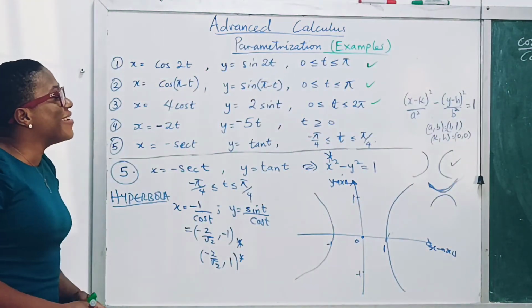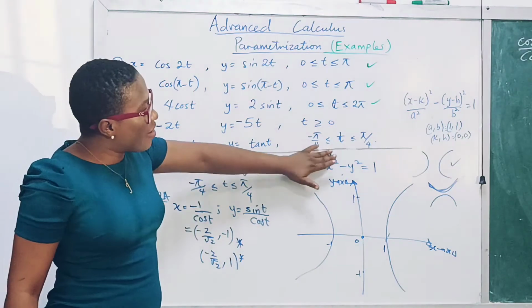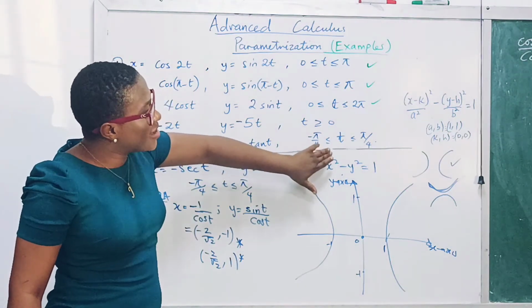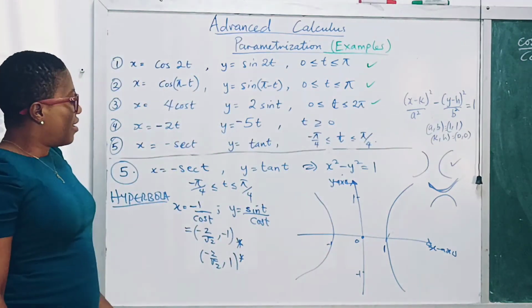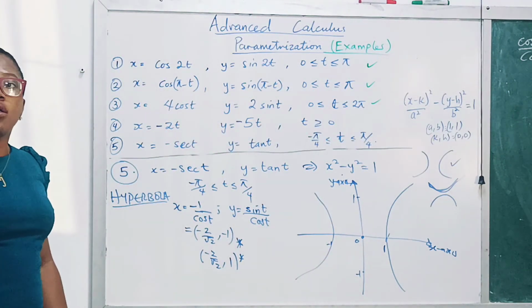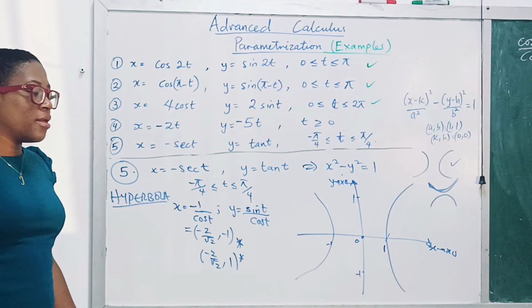So, why are you sketching? You are using the general equation to sketch. This general equation is not going to sketch the point. Please, can you explain the bowl something you're talking about?